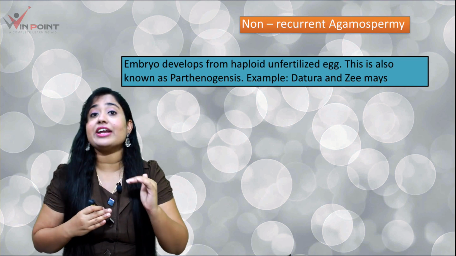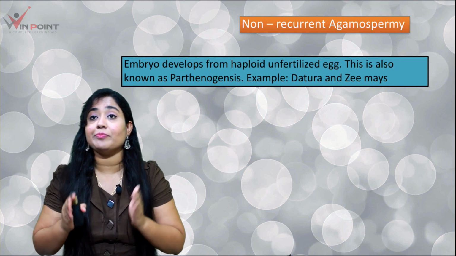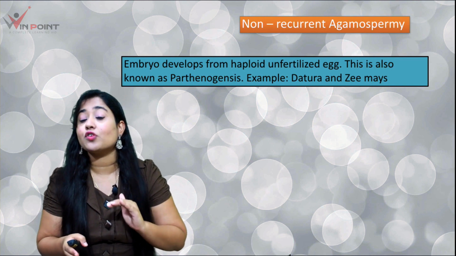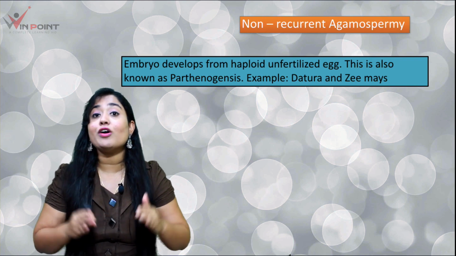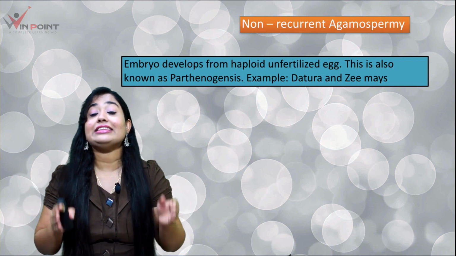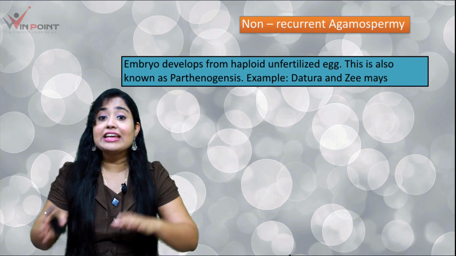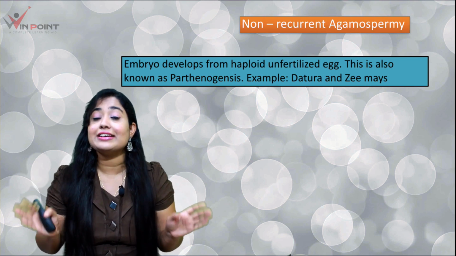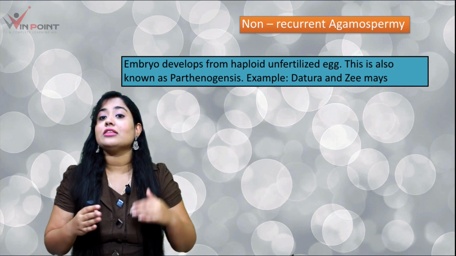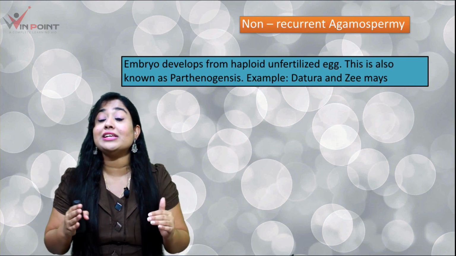In non-recurrent egmospermy, the megaspore mother cell divides meiotically, meaning half number of chromosomes, into 4 daughter cells to form a haploid embryo sac, and these embryos are formed from the haploid eggs or any other haploid cells without fertilization, and the resulting plants of non-recurrent egmospermy are normally sterile.